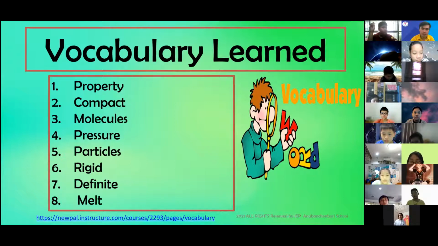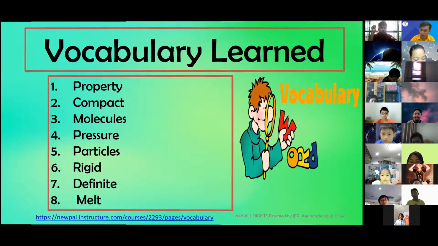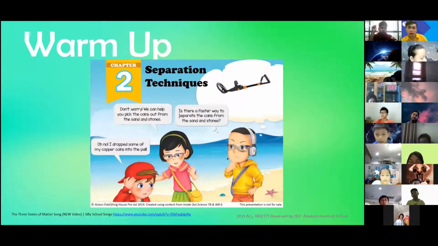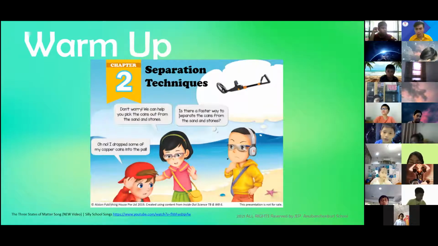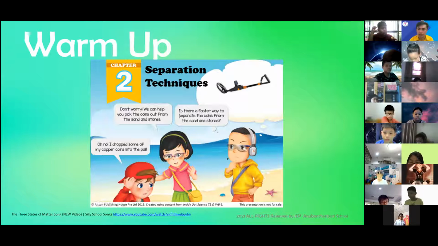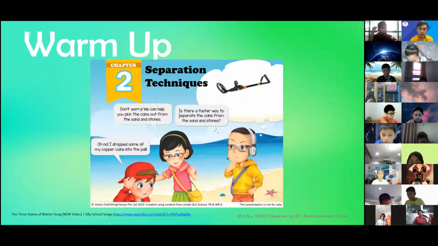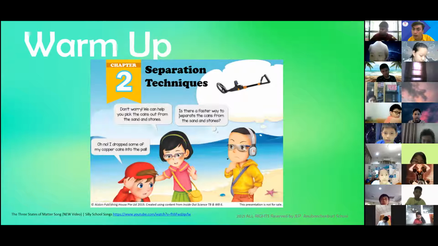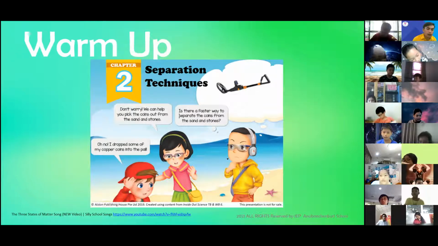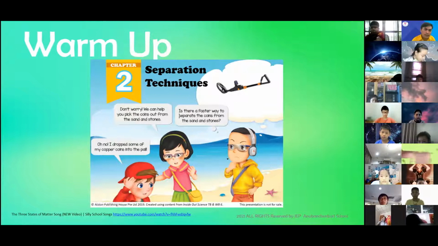Now for today, before we proceed to our lesson, I want you to open your book. If I'm not mistaken, this is on page 26 in your Inside Out Science textbook. Again, I would like to remind you that I am recording, whether you are turning your camera on or off. All right. Here it's entitled Separation Techniques.